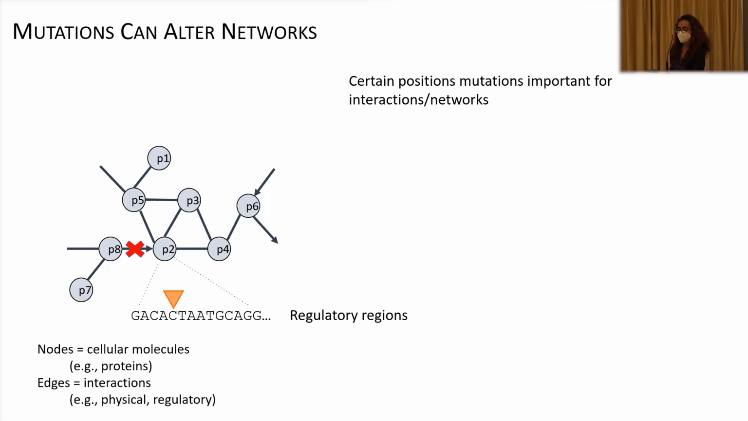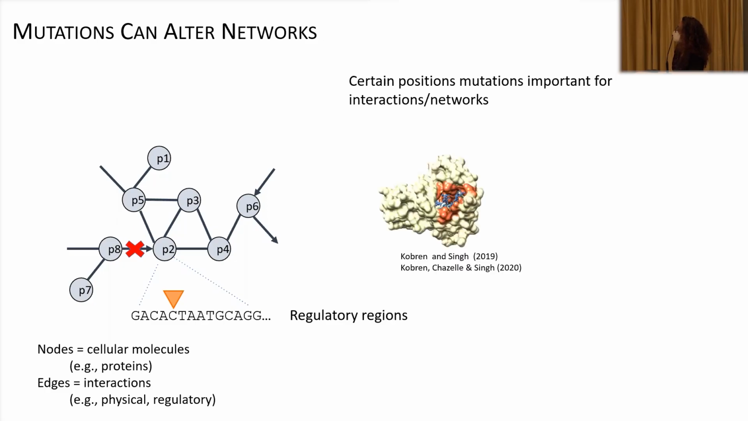So just thinking about this variation, you have to look at where the variation is and what the specific alterations are. Certain positions or mutations are important for interaction networks, and this comes partly to trying to understand the 3D structure of proteins and how they interact with ligands. So of course you can imagine that the positions that are in contact with the ligand are going to be more important for the interactions that they make.